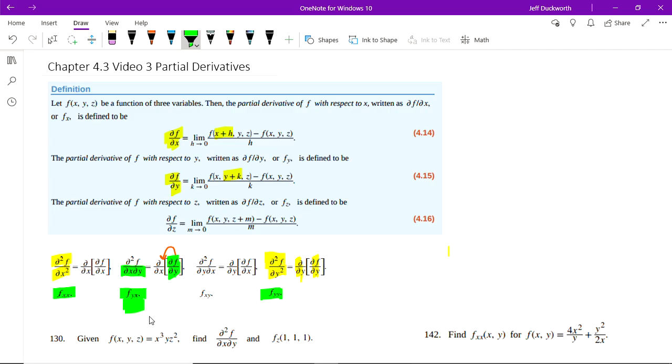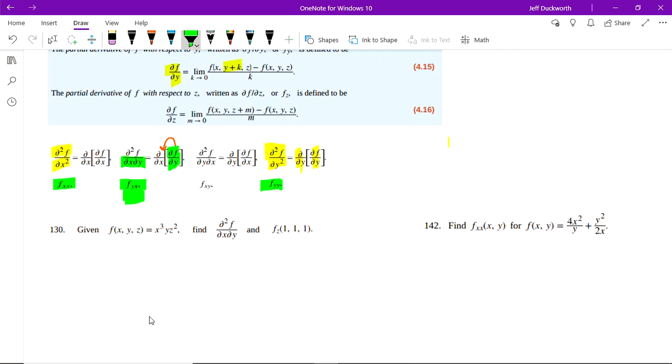So I'm going to do a couple problems. Number 130, the first part, we just need to find the second derivative, essentially what we have here. We're going to look at this formula here. We're going to take the derivative of y first, then the derivative with respect to x. So d2f dx dy. Our first one is, I guess we just want df dy here.